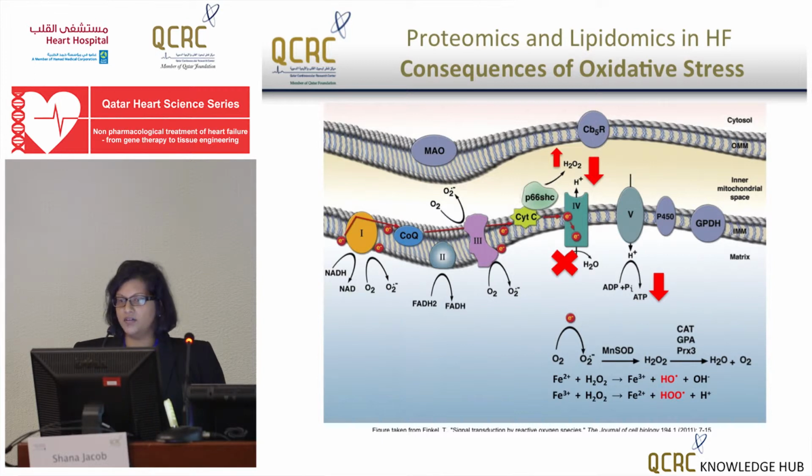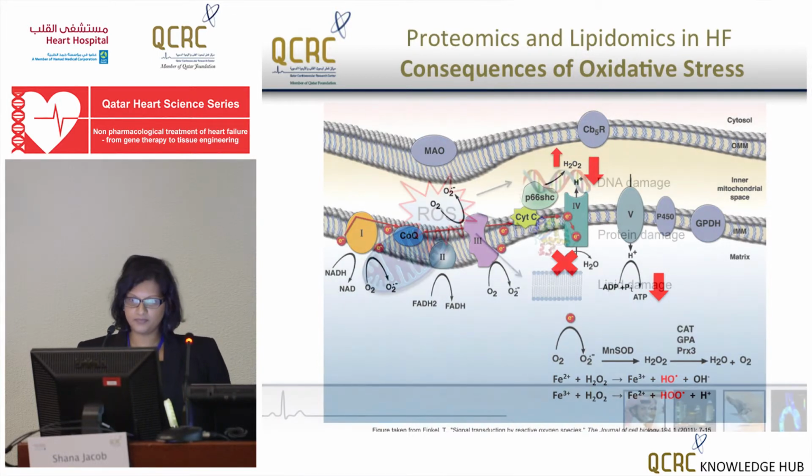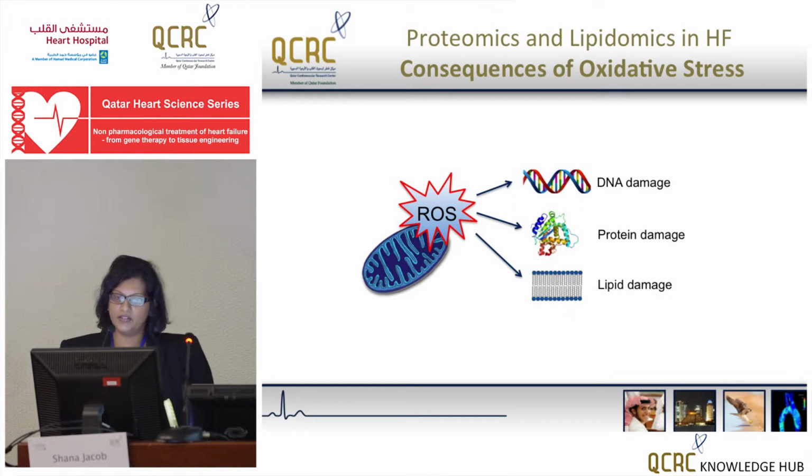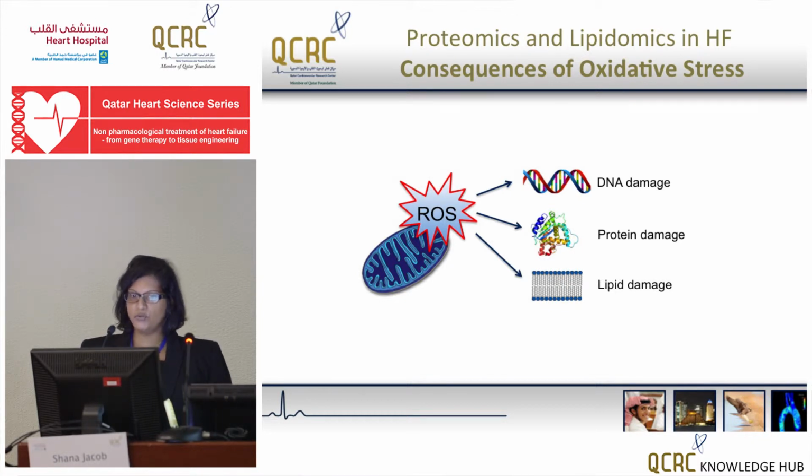Now, usually, if the amount of damage is severe, this cell will undergo apoptosis, and if this happens continually, it means that there is cardiac damage and therefore heart failure. So, how does the excess of reactive oxygen species cause DNA damage, protein damage, and lipid damage? How do we study the reactive oxygen species?